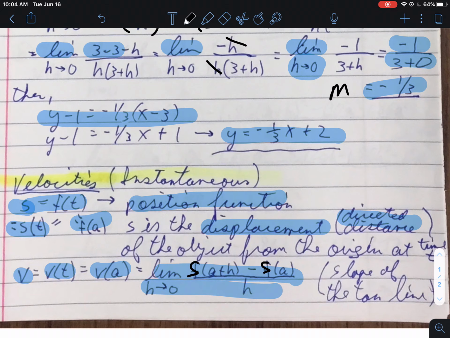Okay. So again, whether you use S, whether you use F, that's all arbitrary in terms of notation. Just be clear as far as what your function represents. That's always the bottom line there. But that's nothing more than the slope of the tan line. That's our velocity.